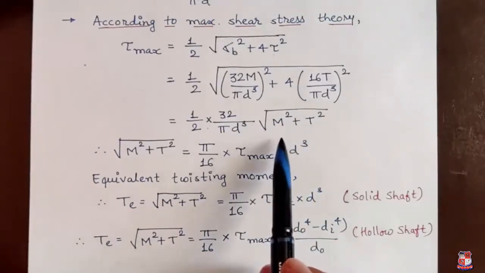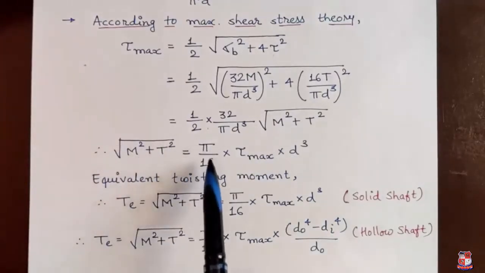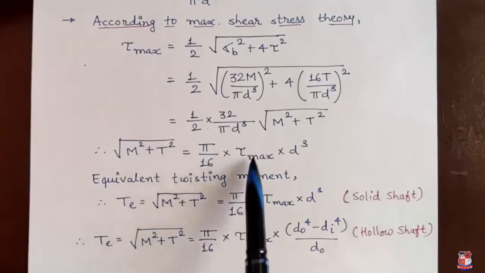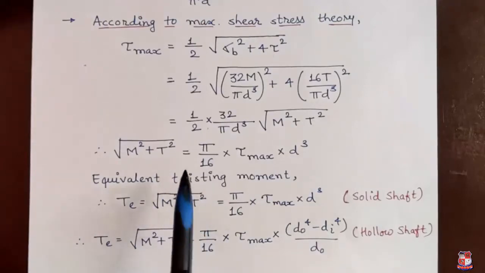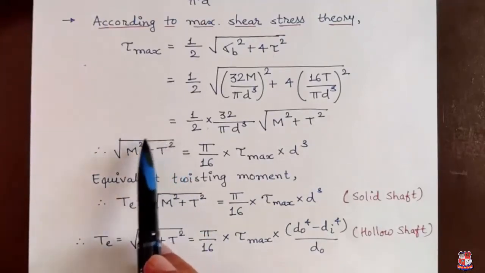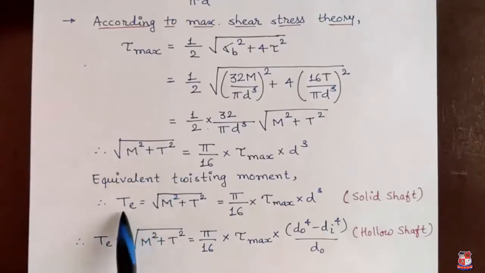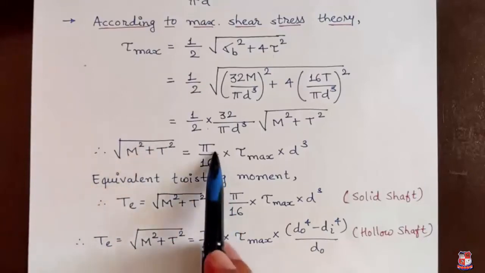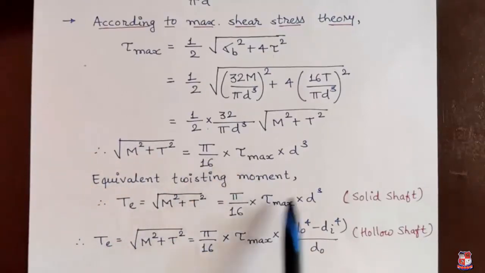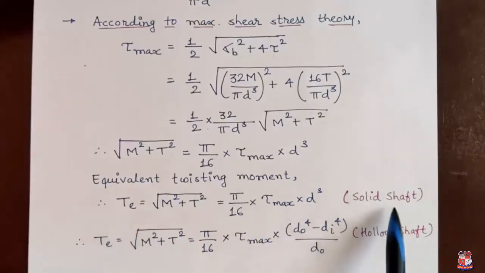So if we simplify this equation, we will get root of M square plus T square is equal to pi by 16 into tau max into d cube. Now equivalent twisting moment. This term root of M square plus T square is known as equivalent twisting moment, and that is indicated by TE. So TE is equal to root of M square plus T square as it is equal to pi by 16 into tau max into d cube. Now this equation is applicable for solid shaft only.